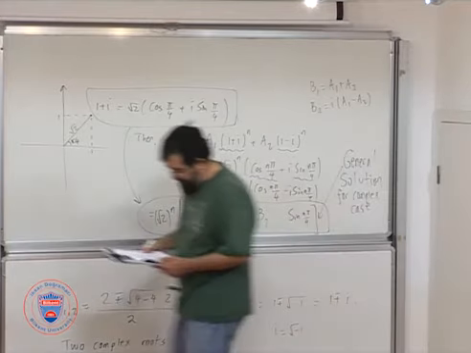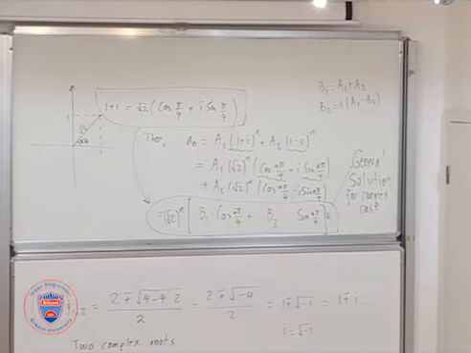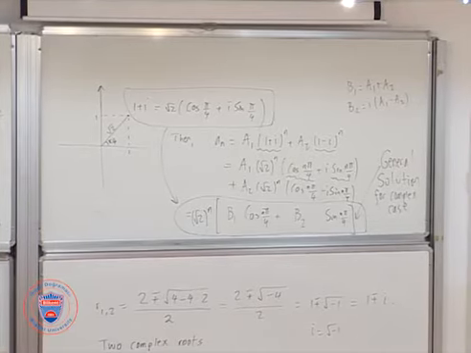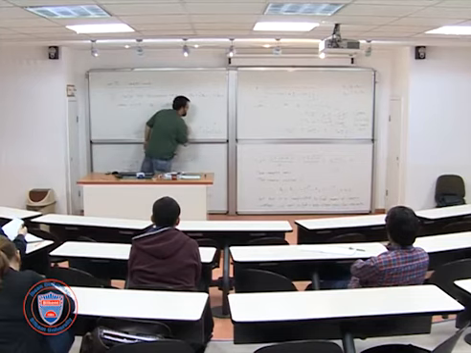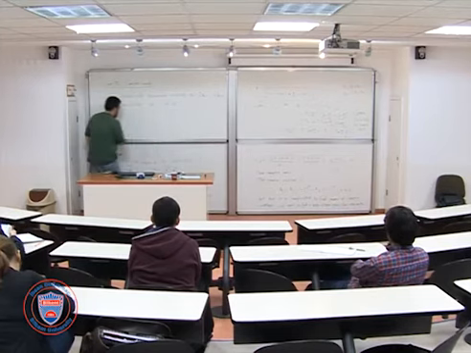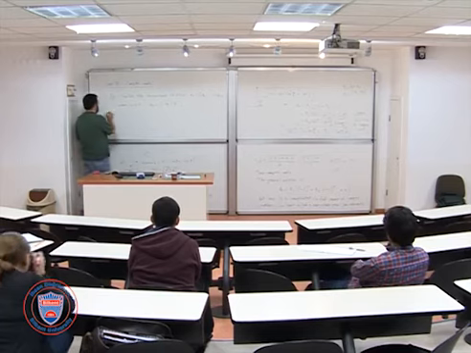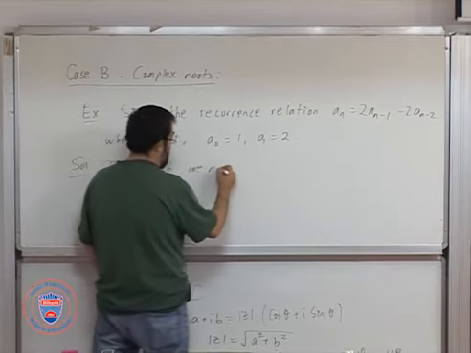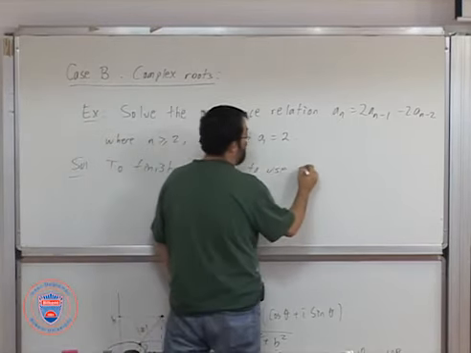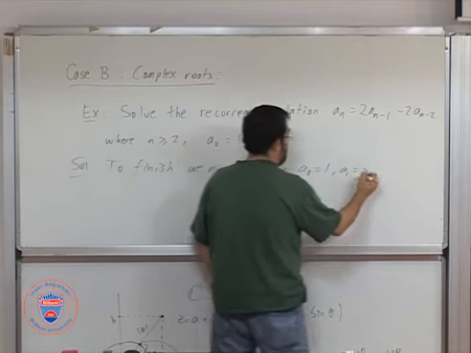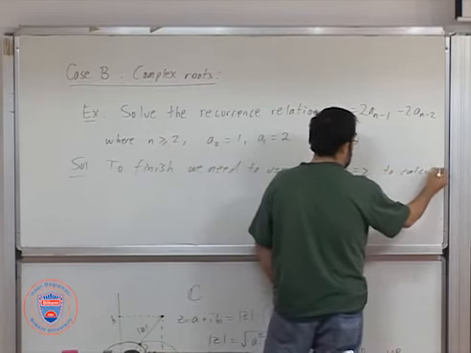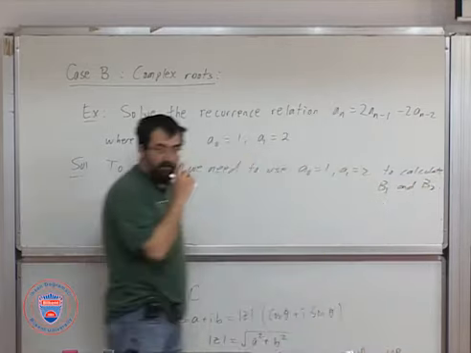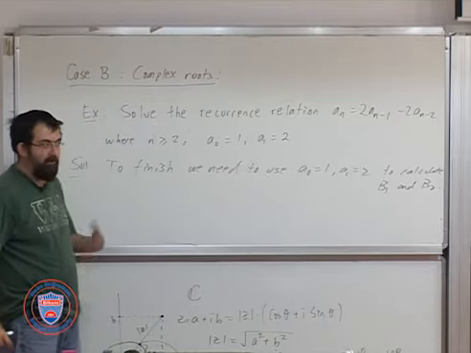Okay. So, for this question, what we need to do to finish it is to use initial values to calculate B1 and B2. So, to finish, we need to use A0, A1, 2 to calculate B1 and B2. Once you calculate B1 and B2, you have a specific solution. Before, you had a general solution.